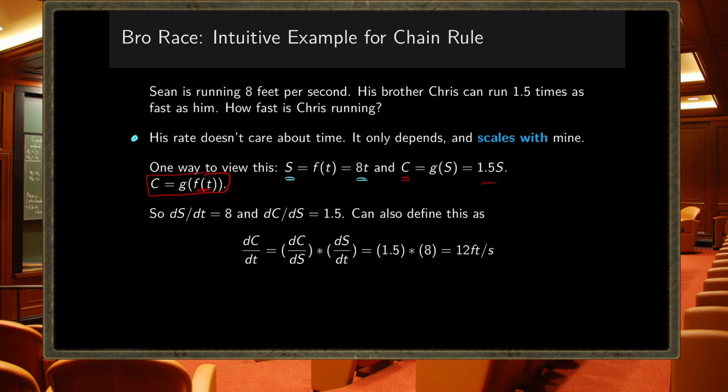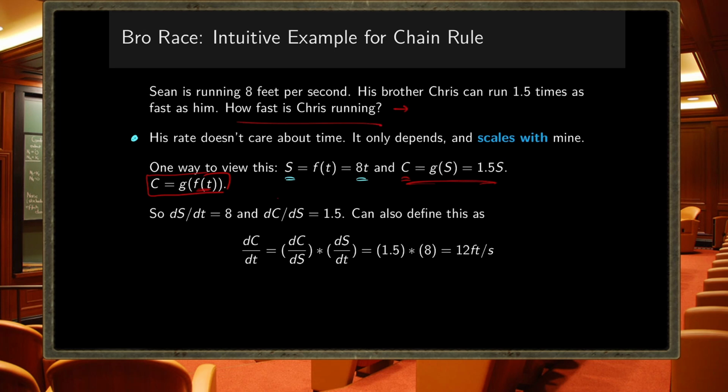So another way to put this into calculus terms is that ds/dt, my rate of change, is 8, and you can think of this as feet per second. And Chris's rate of change, dc/ds, right, since his position is a function of s, is 1.5, right, the derivative with respect to s. That's the scale factor. So then one way to think about the question, how fast is Chris running?